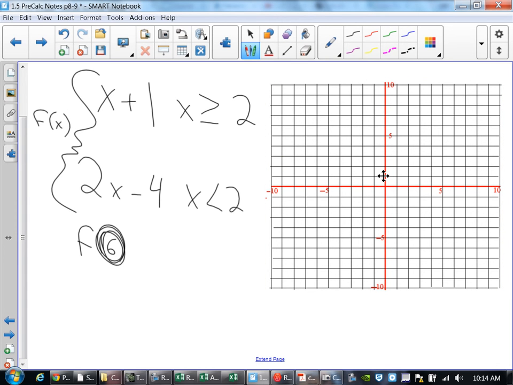The way that I graph piecewise is I would graph this exactly the way that I would graph anything, and then I would erase where it doesn't exist. So if I'm graphing x plus 1, what is my slope? 1. What's my y-intercept? 1. So if I'm going to graph the top equation, I have a y-intercept of 1 and a slope of 1.